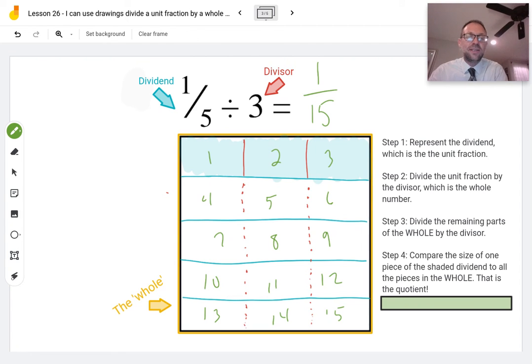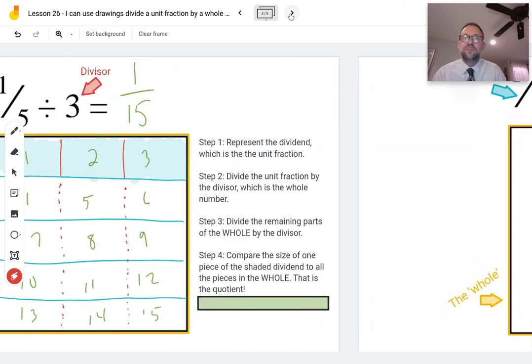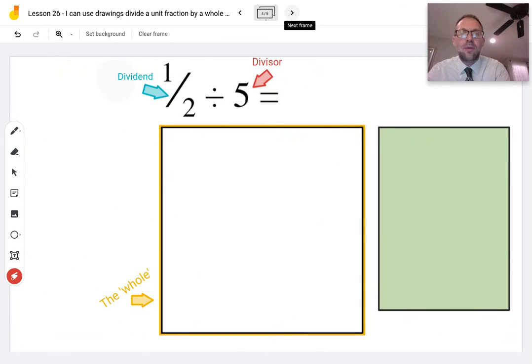Our final number sentence, let's see here. 1/5 divided by 3 equals 1/15. One part out of all 15. All right, you're going to try the next one. Let's do this. Okay, here we have the problem 1/2 divided by 5. You are going to do this one with me.